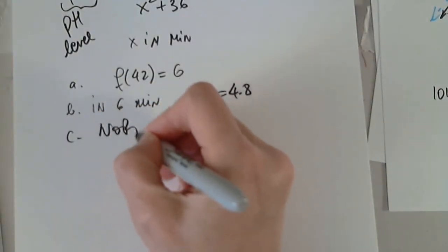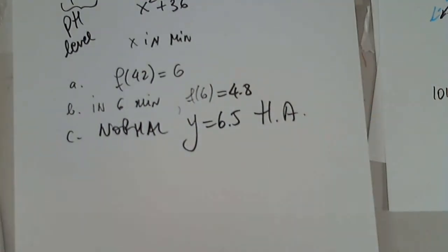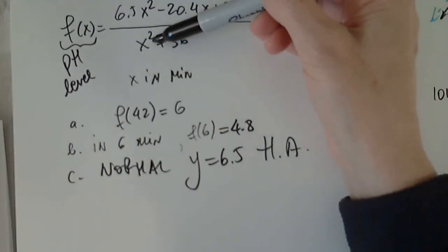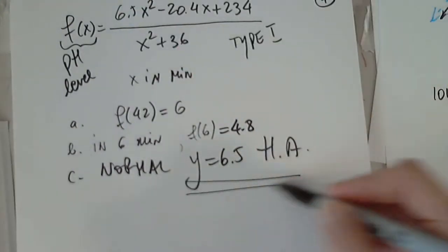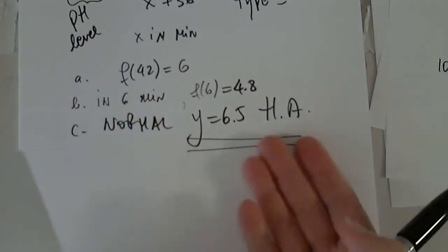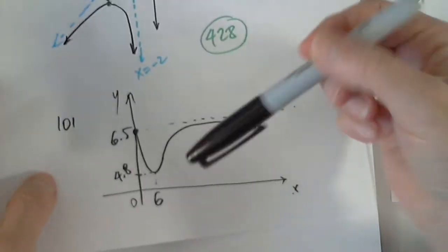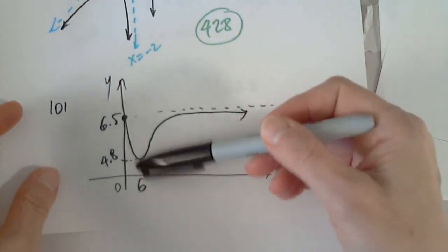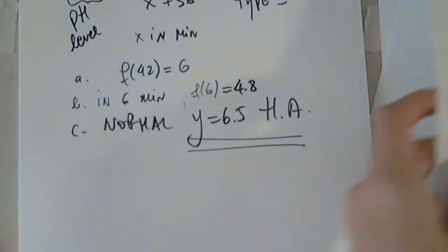So normal y equals 6.5 obviously is the horizontal asymptote. How do I know? Same degree over same degree. This is type 1. So it's 6.5 over 1. No question there. Part D, what is the equation of the horizontal asymptote? And part E, use the graph to describe what happens to the pH level. We already did. We swallow something with sugar. One time, the pH level drops to 4.8 from the normal 6.5 in 6 minutes, and then it takes a long time to level off.